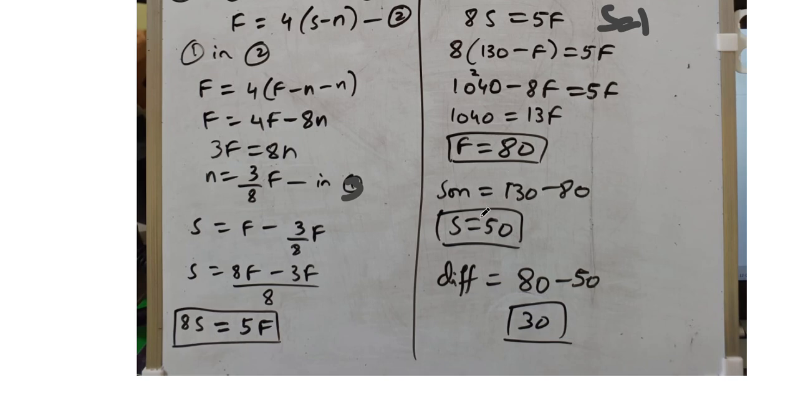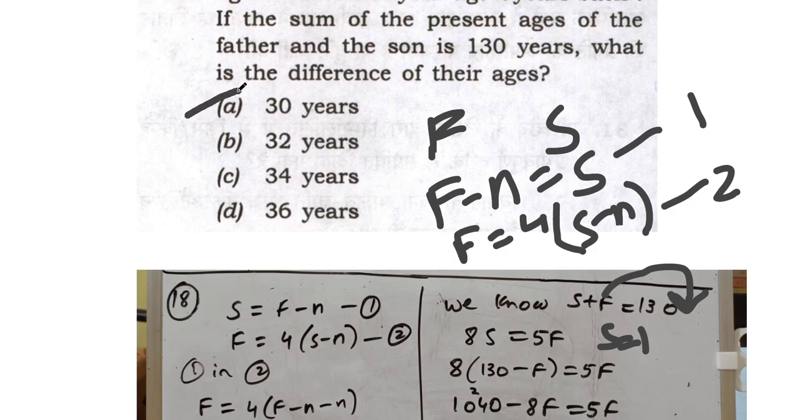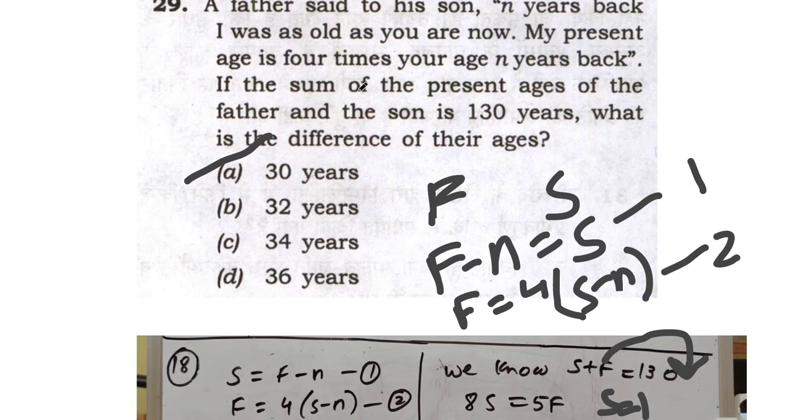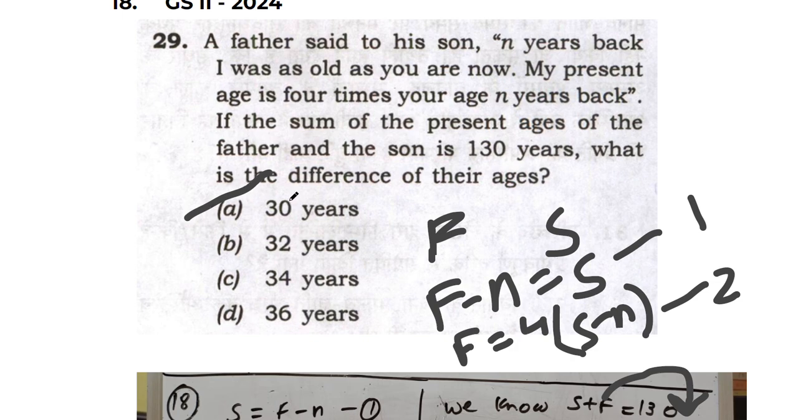And if the sum is 130, if we remove father's age from the sum, we will get son's age, which is 50 years. They are asking what is the difference of their age. That means 80 minus 50 gives us 30. So we have 30 as option A in the question. So we can take option A as the correct answer.